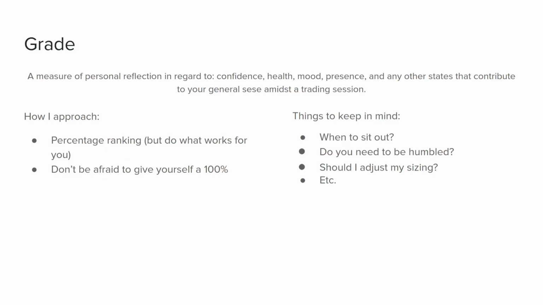Grade is a measure of personal reflection in regard to your confidence, health, mood, presence, and anything else that contributes to your general sense amidst a trading session. You can use whatever grading system you see fit. I personally use a percentage gauge for this, where closer to 0 is increasingly bad and closer to 100 is increasingly good. But you can use a 1 to 10, A to Z, A to F, emote scale, etc., whatever works for you.